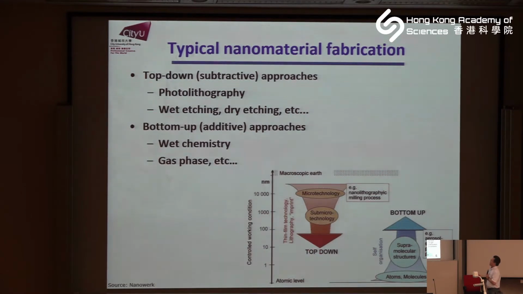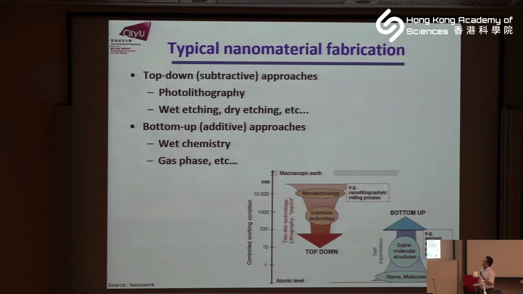Another one is called a bottom-up approach. That means we are building up like Lego. So this is what we call an additive approach. We add in the stuff, and by putting pieces together make it nano dimensions. Okay, so this is bottom-up. So we basically use the atomic level and build all the way up to something useful for us in nanomaterials.